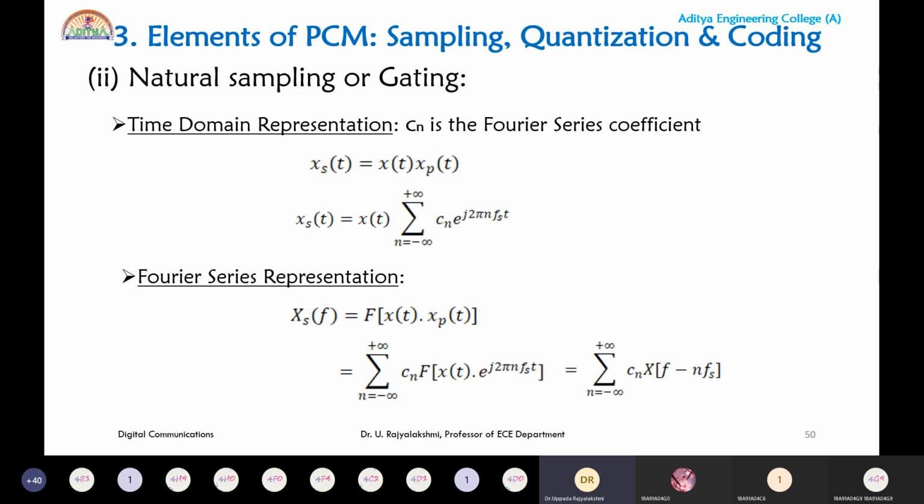Okay, so in today's session we discussed the basic PCM, the PCM elements, and we started with the first one, that is sampling. We discussed only two types, ideal sampling and natural sampling, and flat top sampling and the derivation part we can see in the next class.